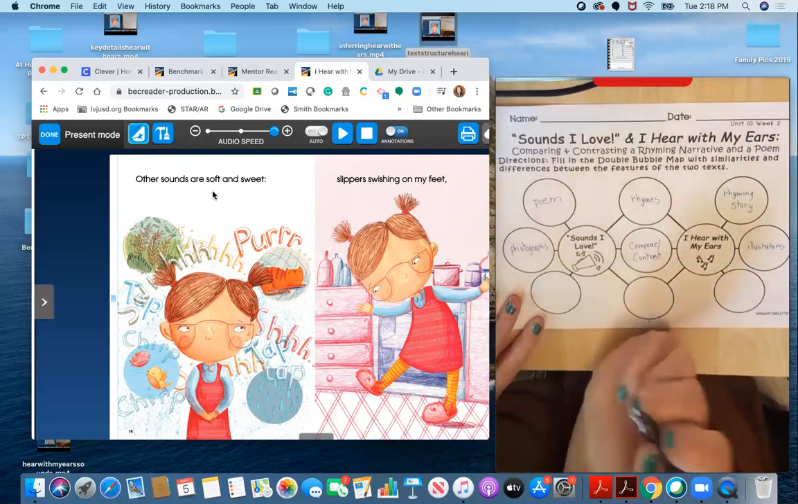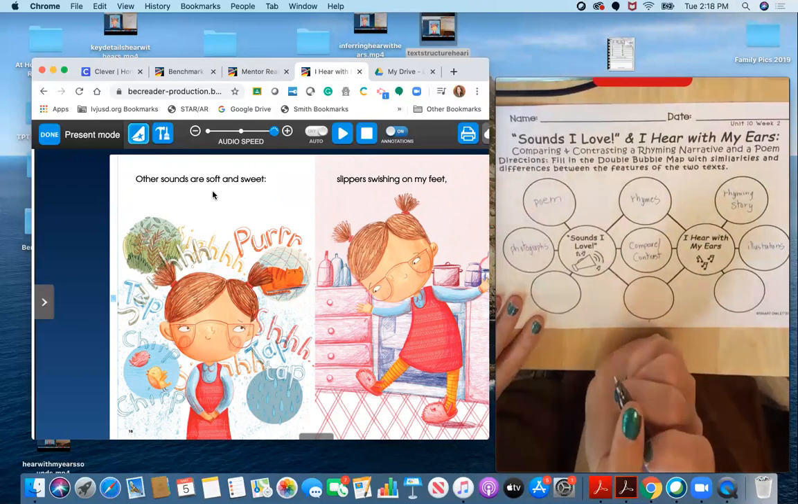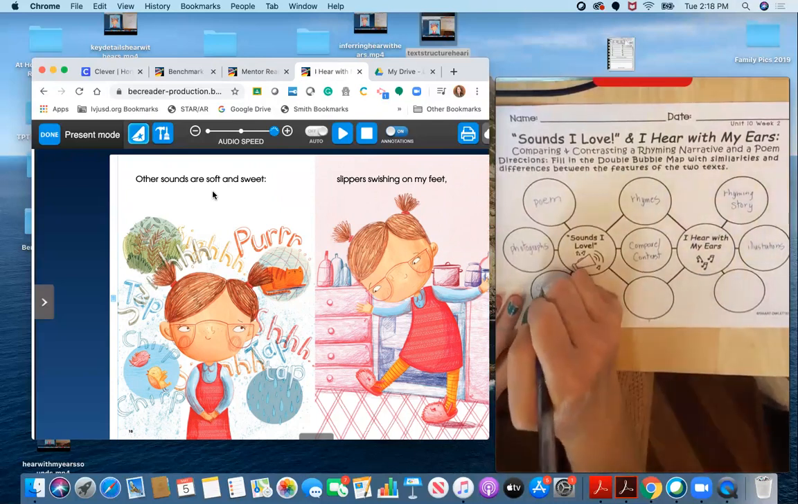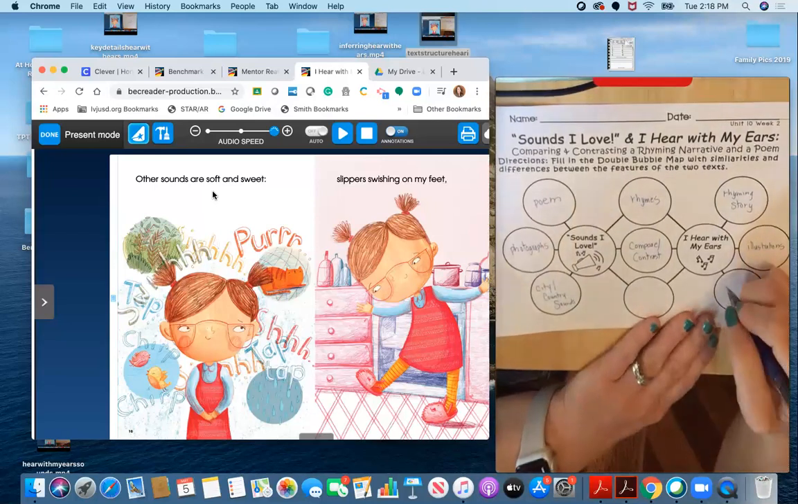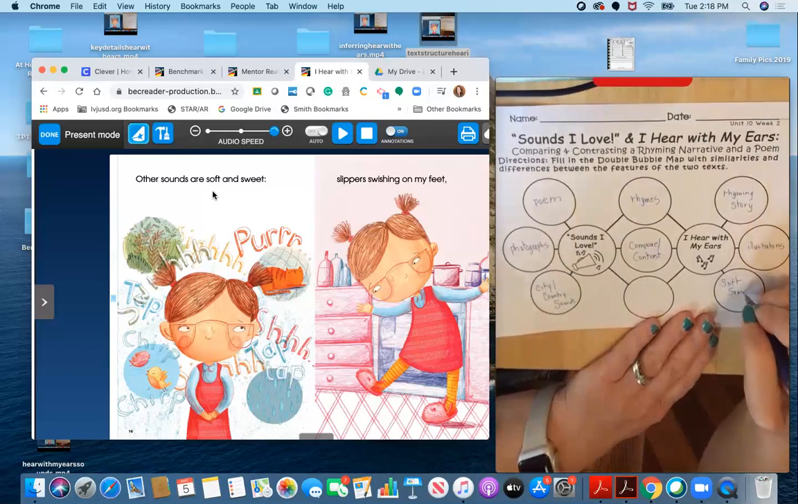Sounds I Love, what were they comparing and contrasting? City and country sounds. Here, they were comparing and contrasting soft sounds and loud sounds.